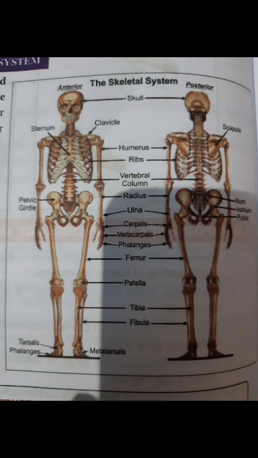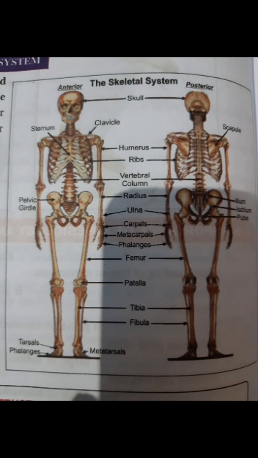Now let's know about the functions of the skeletal system, or we can say the importance of the skeletal system. The first is support. It provides a supporting framework to the body. Next is shape. Bones and joints provide shape and structure to the body. Next is protection. Bones protect the internal organs. The internal organs are very delicate, they need protection, and the bone provides it.